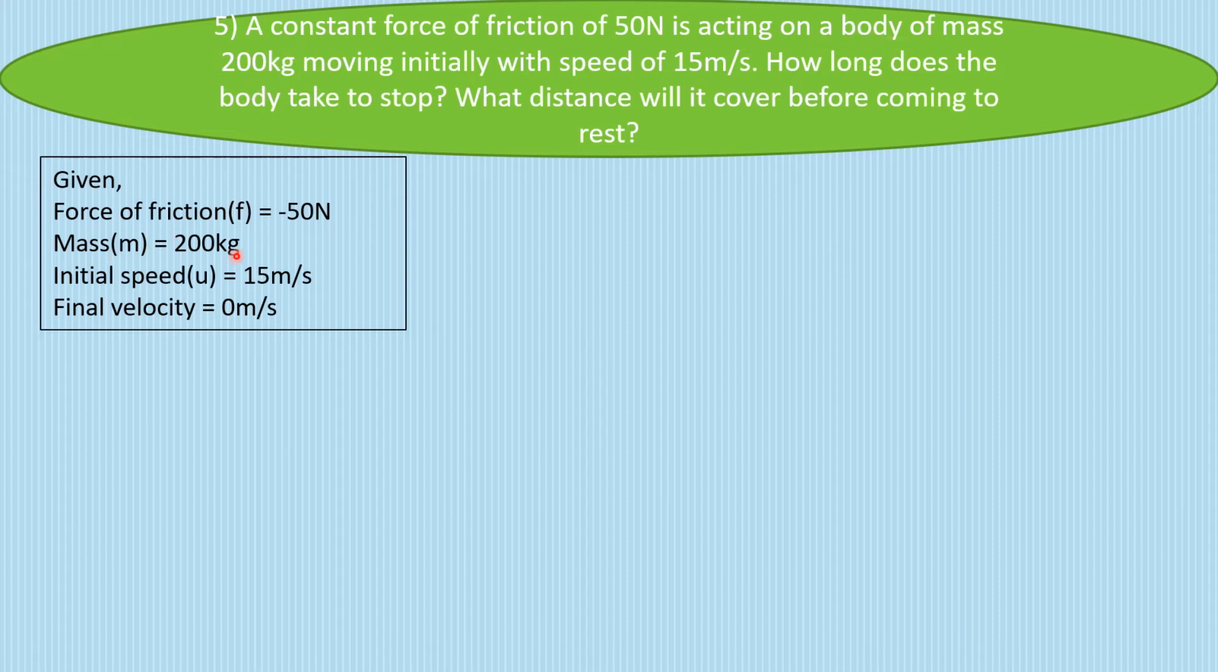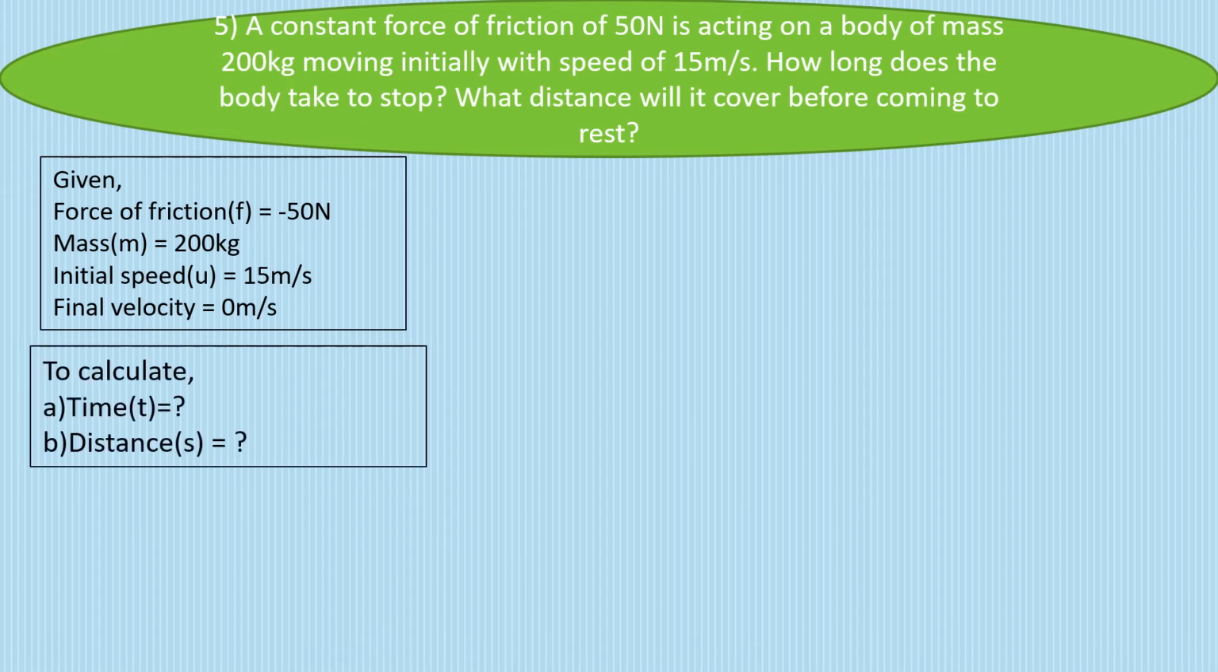So mass is given as 200, moving initially with the speed of 15 meter per second. So initial speed is 15 meter per second, represented by u. How long does the body take to stop? Now we can see what they asked us: how long means time, so we have to calculate time. Finally it is stopping, that means final velocity is going to be 0, right?